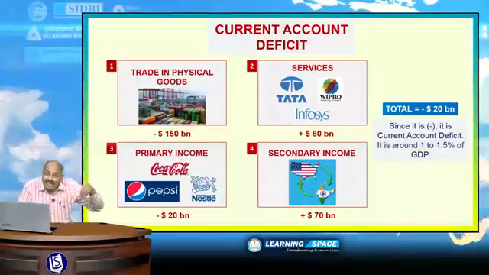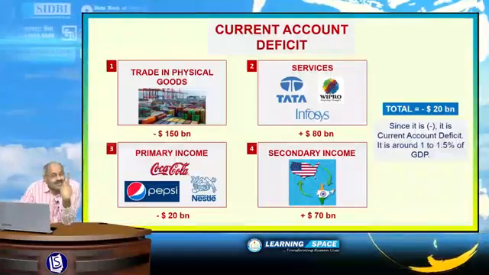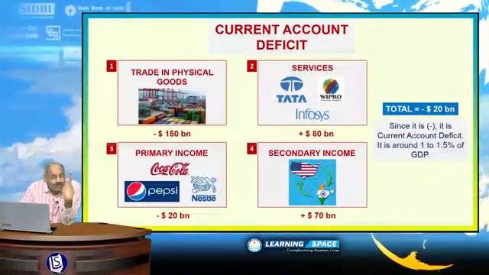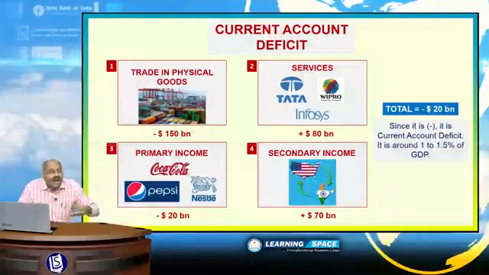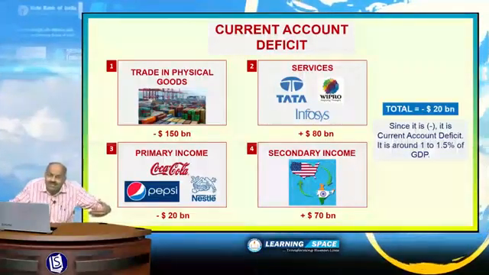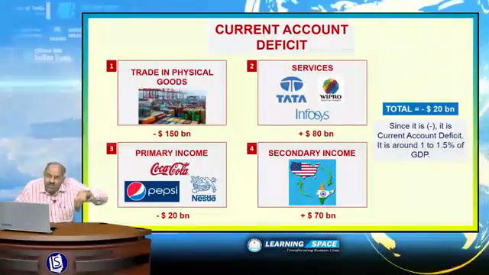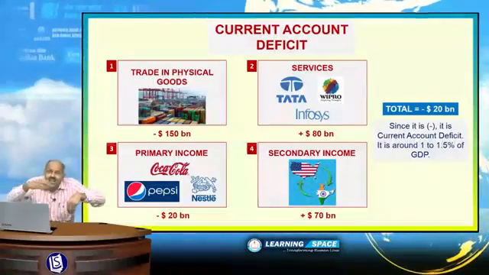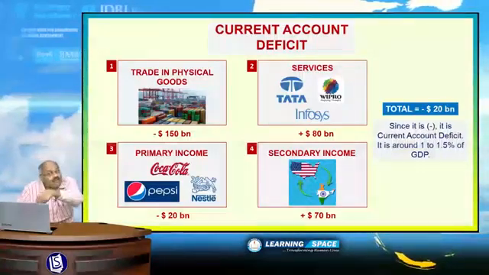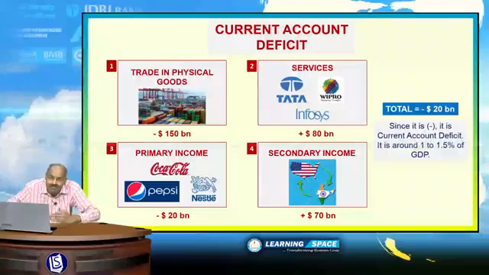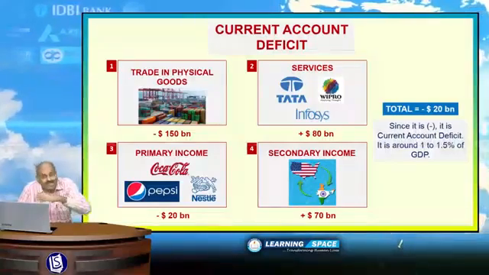That means our current account deficit is $20 billion, which is around 1% of our GDP. Many times we talk about current account deficit of 1.5% of our GDP. That means our GDP is around $2 trillion, that means $2,000 billion, and current account deficit is $20 billion. Maybe 30. So, that comes to 1 or 1.5% of our GDP. Right? So, several times we talk about current account deficit as so and so percentage of GDP.